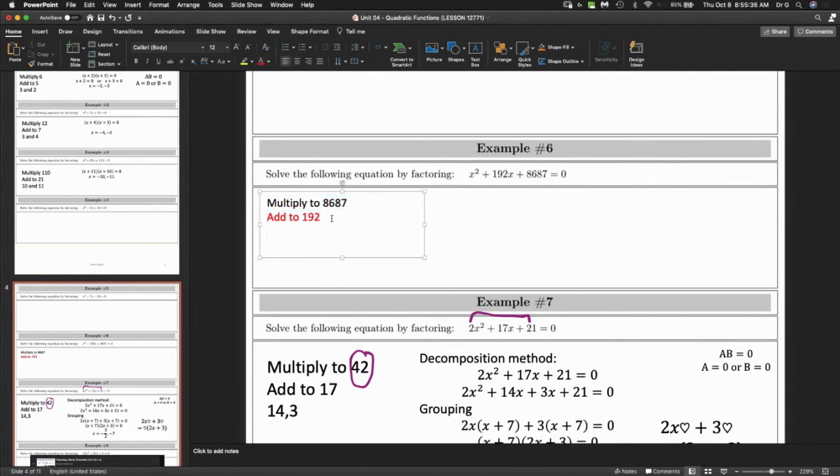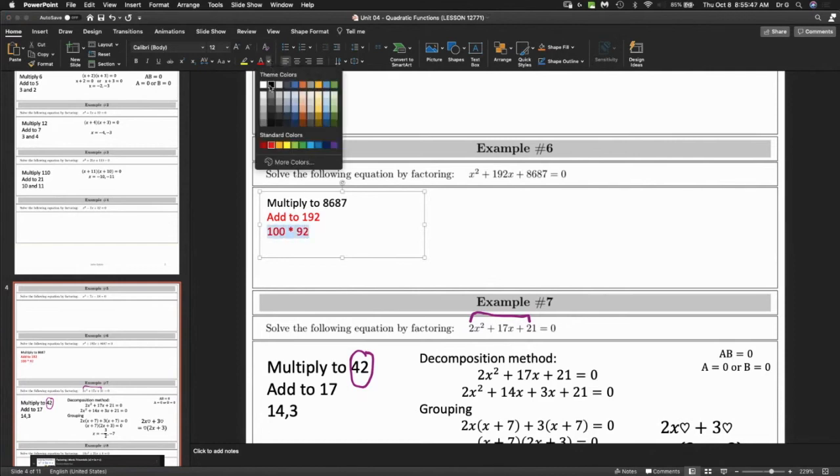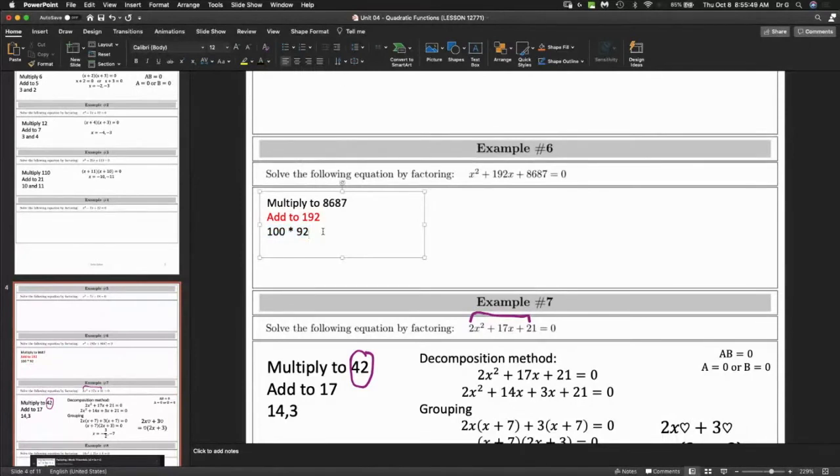Give me two numbers that add to 192. That was rhetorical. I'll just pick two: 100 times 92. Now, what's 100 times 92? That's easy. That's 9200. Look at 9200. Compare it to 8687. It's a little bit high, isn't it?